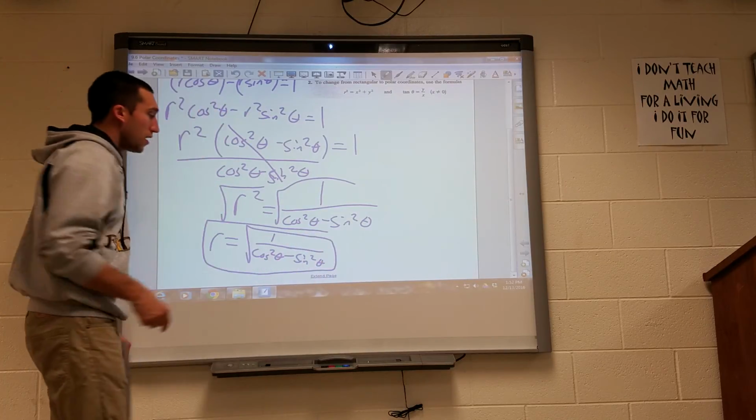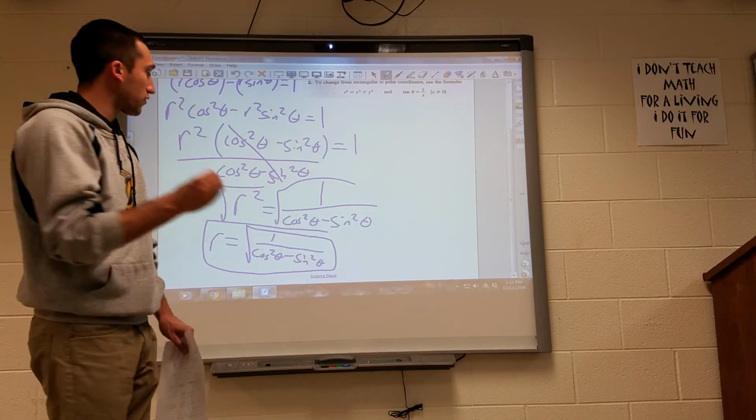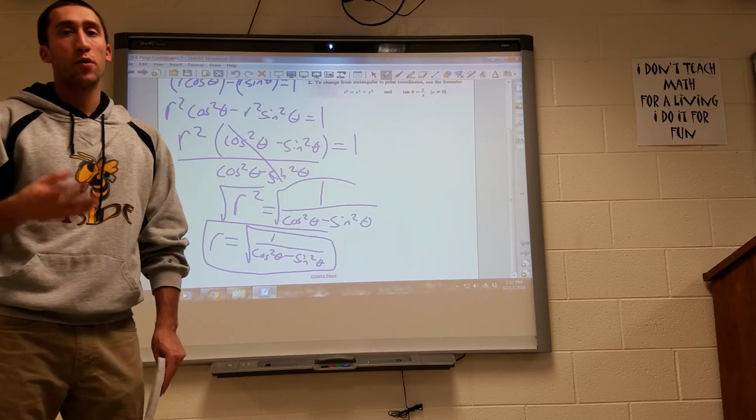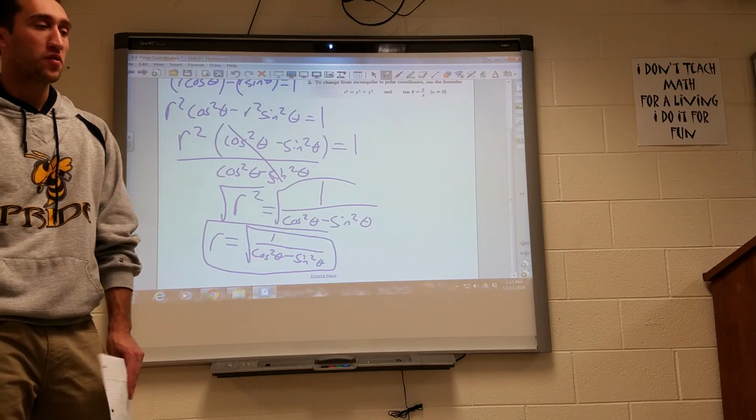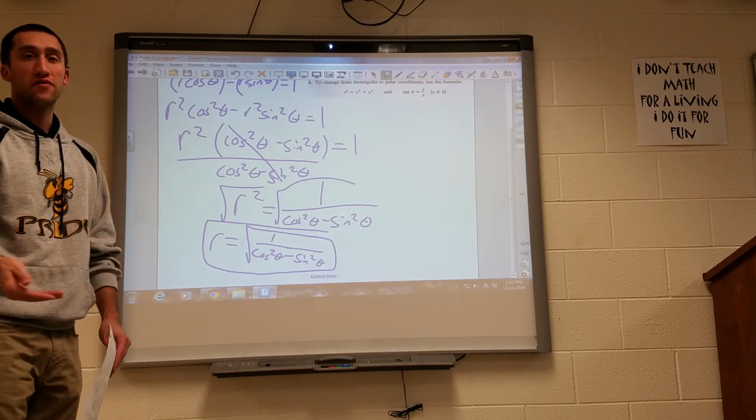Looks pretty nasty, but you don't have to worry about it. We're never going to have to actually graph it from there. Just get to that point where you have r equals some value with my theta, and you've arrived at your polar equation.